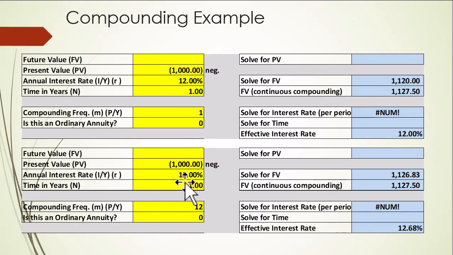But what if you could take the same investment, but that investment earns interest monthly? So you change the compounding frequency to 12. The future value now is $1,126.83. You have an extra $6.83. So what that reflects is, since it's the same investment, the same return, the same time frame, but you have a different amount in the end, that implies the effective interest rate is different. You earn something different, 12.68%.